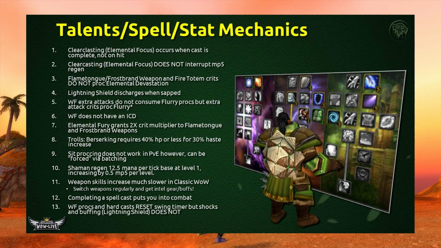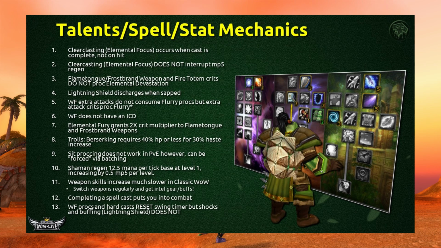The next big piece of news on Windfury is that there is no internal cooldown, and there shouldn't be. There was never one in vanilla. The internal cooldown started in Burning Crusade. There was a change that Windfury could not proc off itself in vanilla. That can happen, but there is no internal cooldown. You can Windfury every auto attack with your main hand.